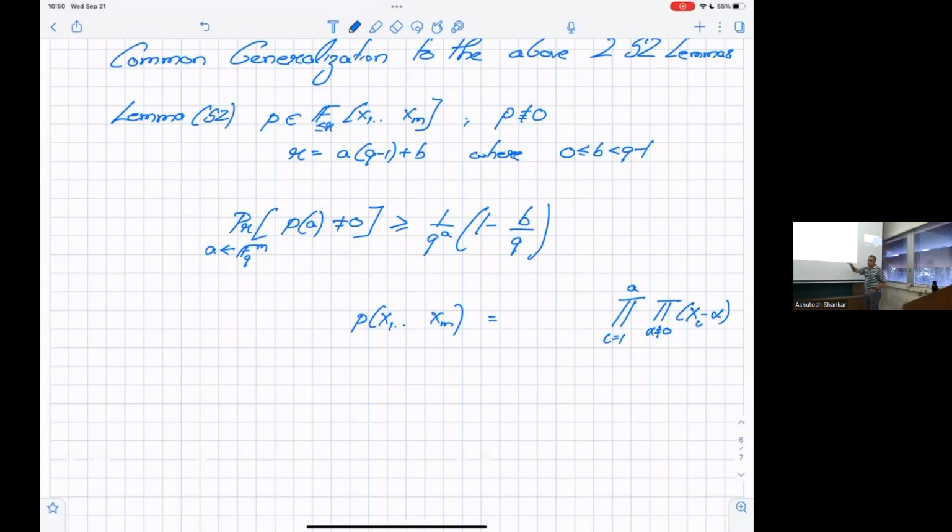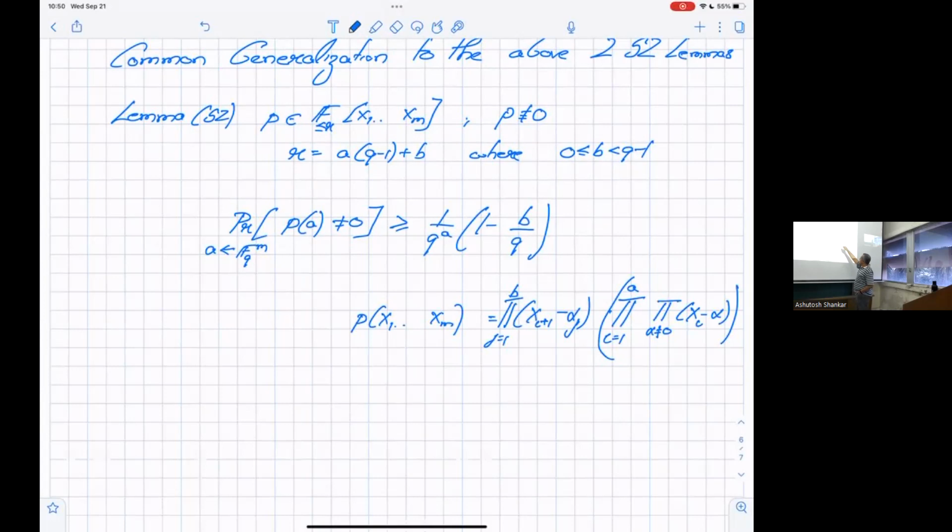So I'm trying to make the polynomial 0 as much of the time as possible, and then I choose one other variable, x_{a+1}, with alpha_j going from 1 to b. Now I let x_{a+1} vanish b times. Notice the total degree of this is exactly a times (q minus 1) plus b. That's r. So it's a degree r polynomial.